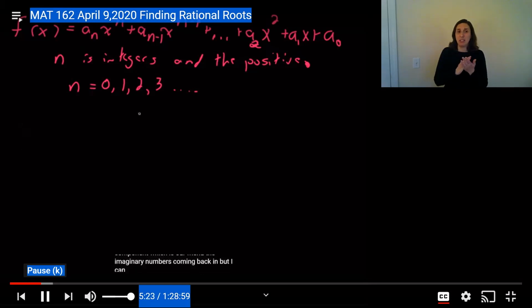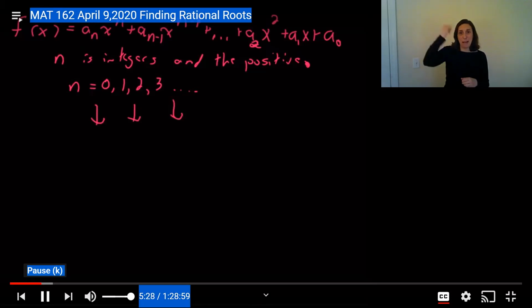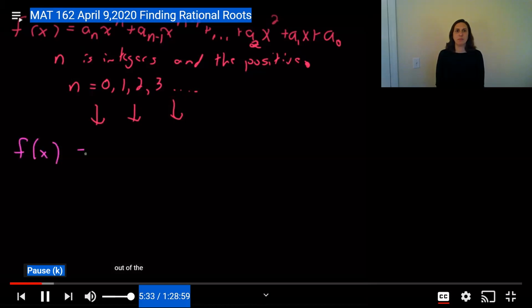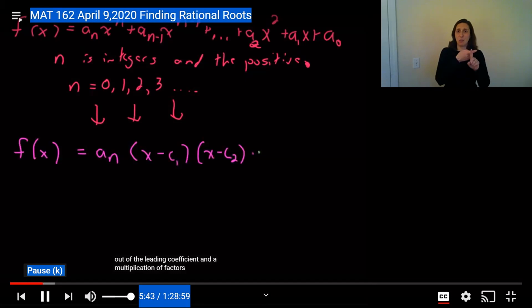But I can make this out of a leading coefficient and a multiplication of factors, with there being n factors. And these are nice because they're linear.